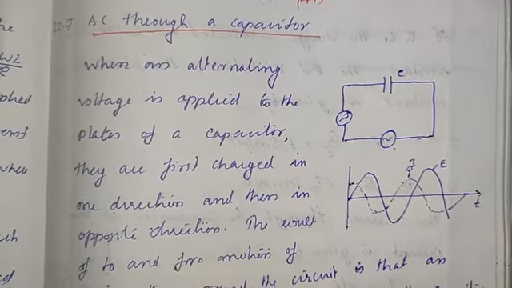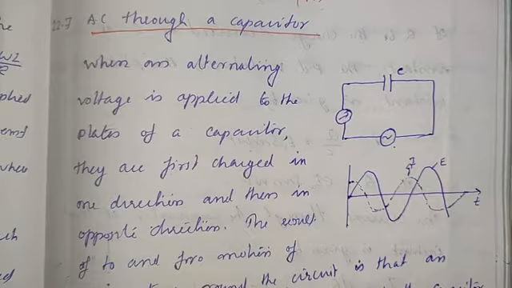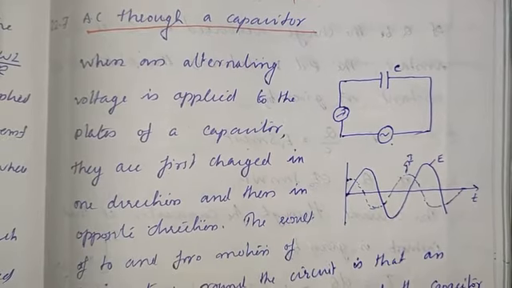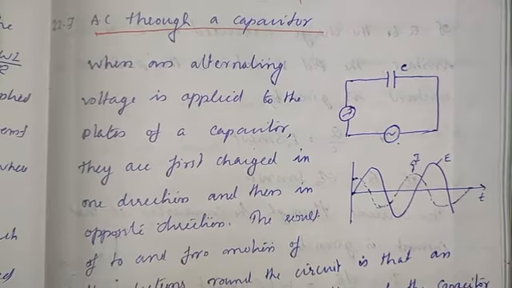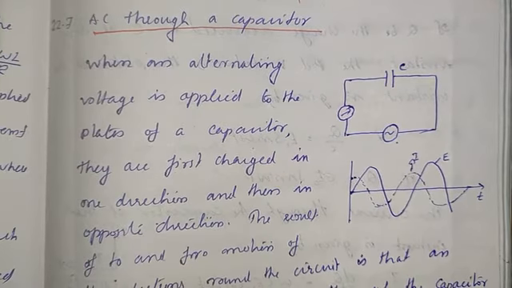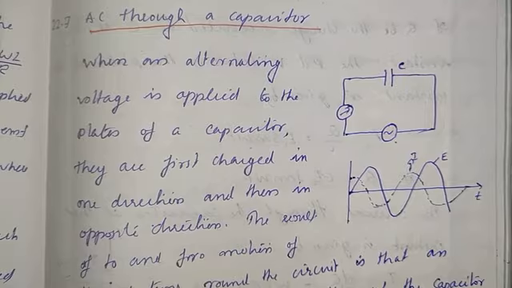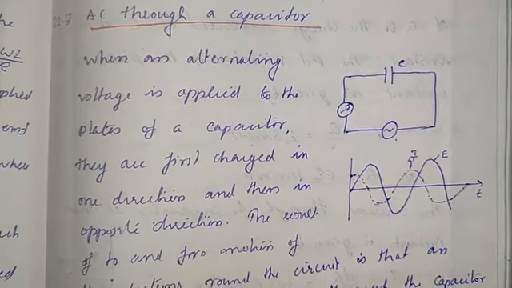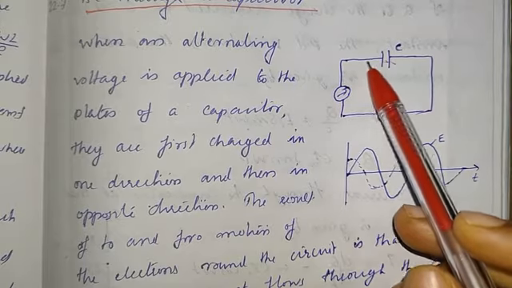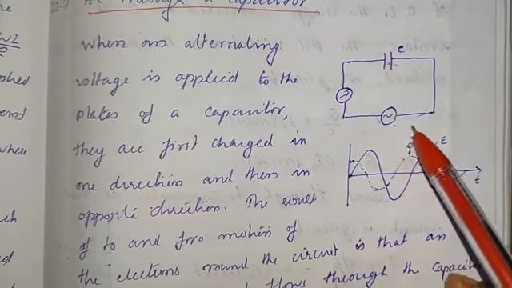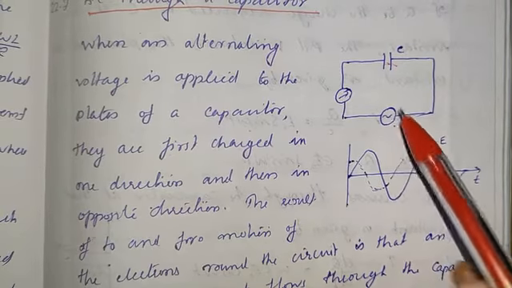Today we will discuss AC through a capacitor. When an alternating voltage is applied to the plates of a capacitor, they are first charged in one direction and then in the opposite direction. Here I have shown in the figure a capacitor connected to an AC supply.